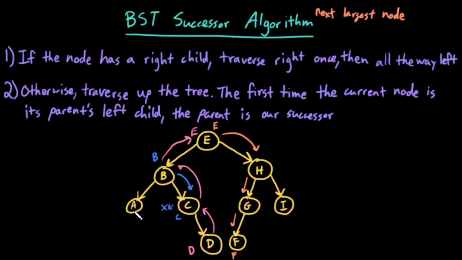Let's take a look at A. For node A, I start at A. A does not have a right child, so again, I don't do the first scenario, I do the second scenario. Is A its parent's left child? Yes, it is. I've immediately found a successful case of being my parent's left child. Therefore, the parent is the successor. So B would be the successor of A. It's a bit tricky, but if you do enough examples, it should hopefully make sense.